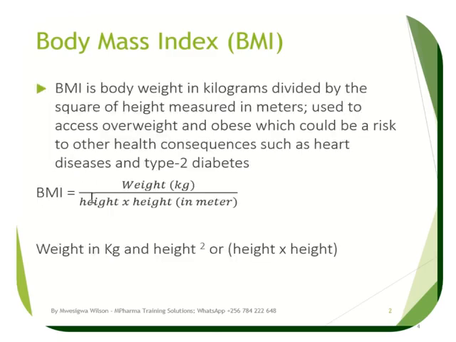So this is the formula for calculating body mass index: weight divided by height squared, or height times height, in meters. It's supposed to be written with a square, but I couldn't put it here, so I just multiplied height times height.